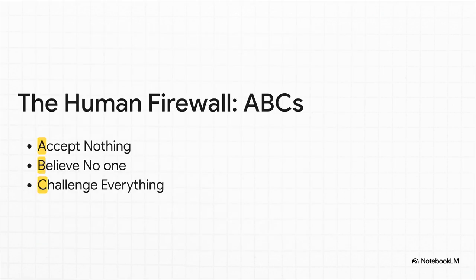But, at the end of the day, technology can only do so much. The strongest security systems in the world can be bypassed if a person is tricked into handing over the keys. That's why you have to be the human firewall. Just remember your ABCs. Accept nothing, believe no one, and challenge everything. Be skeptical of those random emails and messages. Your security is only as strong as its weakest link.